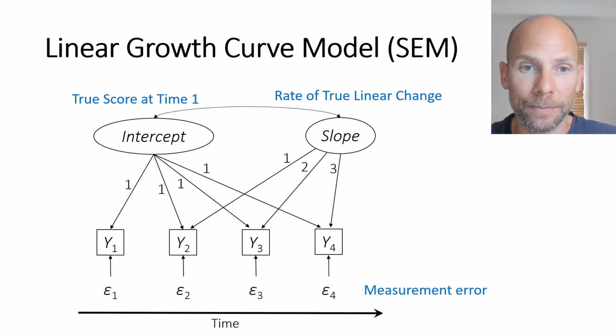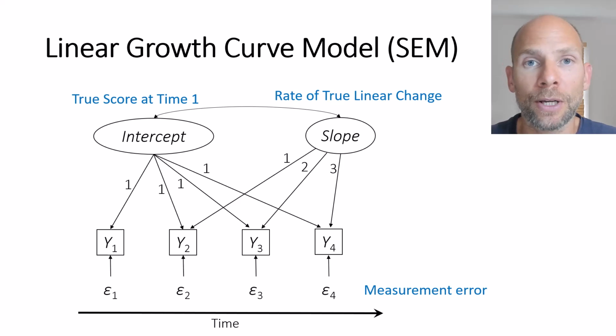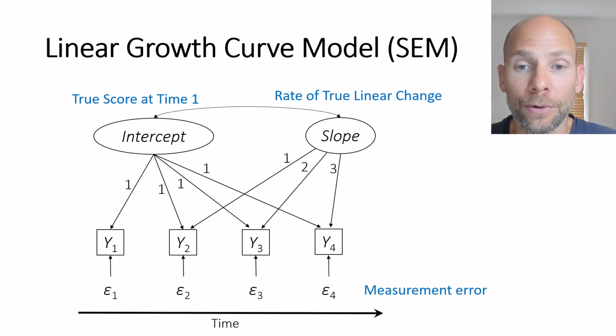This is a linear growth curve model because the intercept factor has all loadings fixed at 1 and the slope factor has loadings fixed to the rate of change, or the time points, here 1, 2, 3 in this way. So the second time point is fixed to 1, the third time point has a loading fixed to 2, the fourth time point has a loading fixed to 3, and so that makes the slope factor a linear change factor representing linear growth or decline across time.